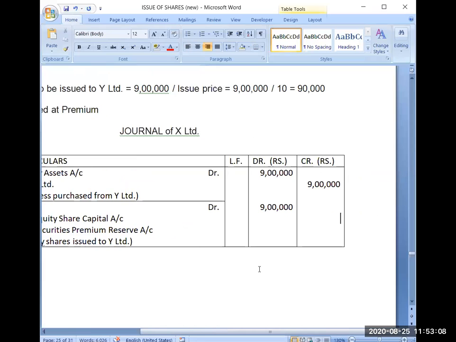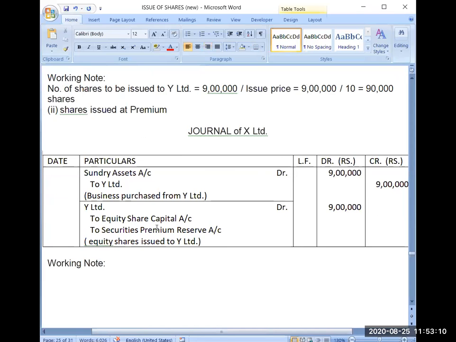Now I have to calculate these two amounts. How I will be calculating? See the working note. First working note, face value of the share is equal to rupees 10 at premium, or I should write securities premium.